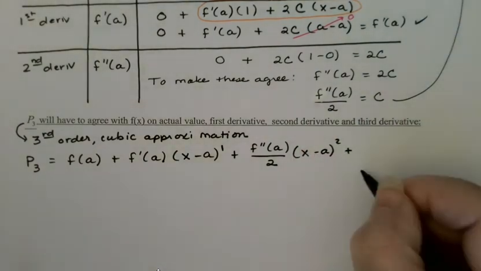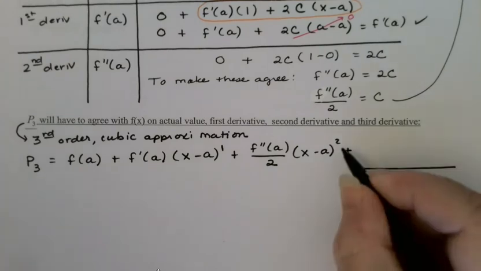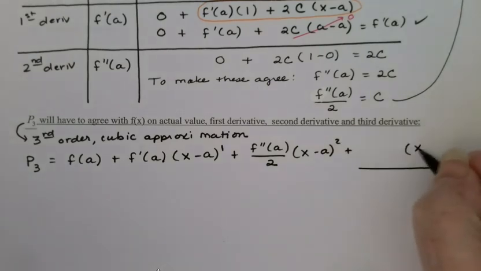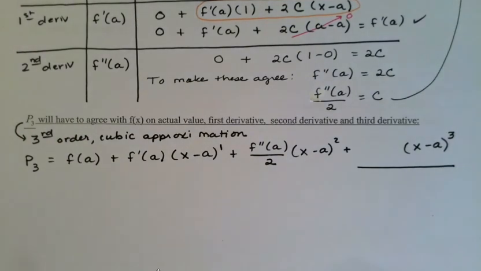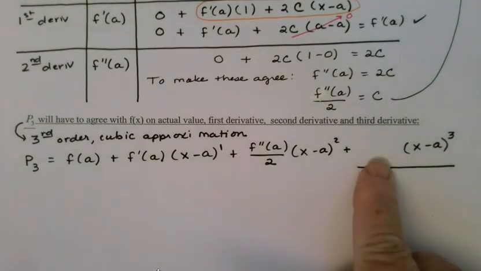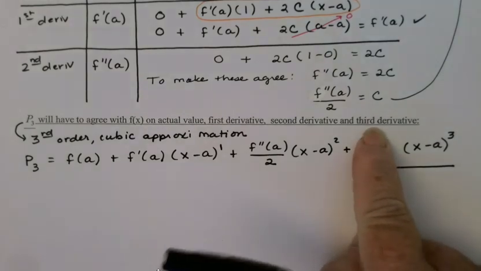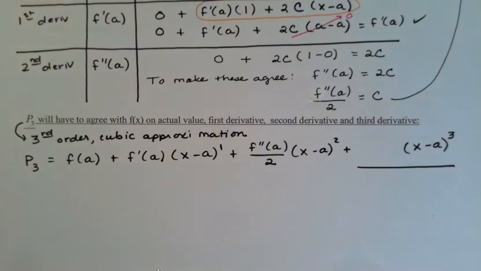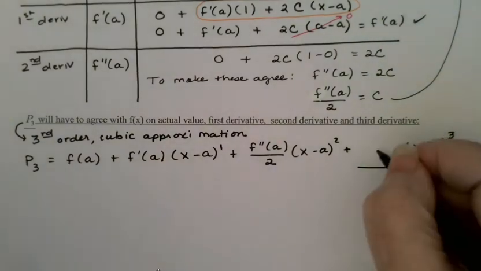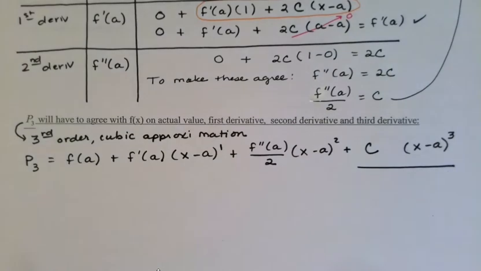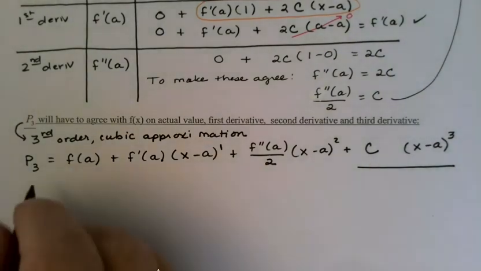But now I'm going to have a new term that would have a third power, x minus a cubed in it. And again, I don't know yet what that multiplier will be. I'm going to choose that multiplier to force it to agree with the function at the level of the third derivative. So for right now, I'm just going to call it c.